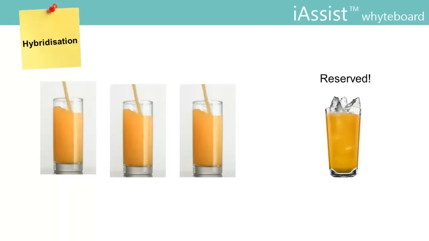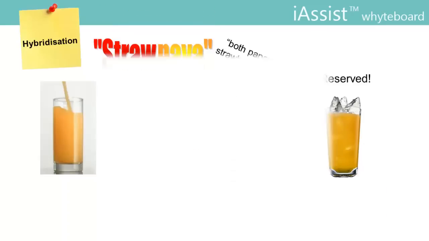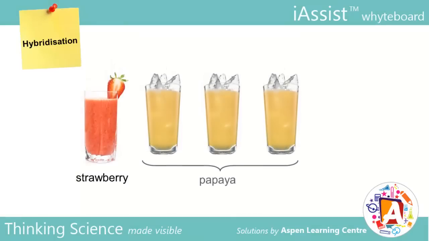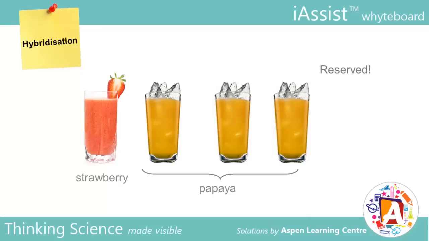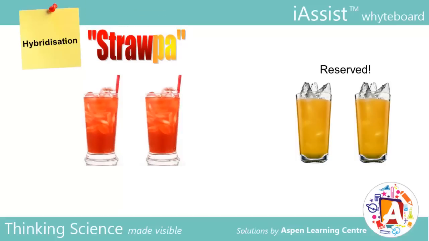I then serve, my allergic friend gets the papaya and the other three get to taste my new fruit punch, again a glass each exactly. They tell me they taste both papaya and strawberry, but more of papaya. So I decide to coin this cocktail of mine strawpaya. So, what if now two of my four friends were allergic to strawberry? If we can follow the pattern, we'd realize that now I need to reserve two glasses papaya instead, creating another unique fruit punch that I'd now call strawpa. And we can also probably guess that this new cocktail tastes equally strongly of both strawberry and papaya.